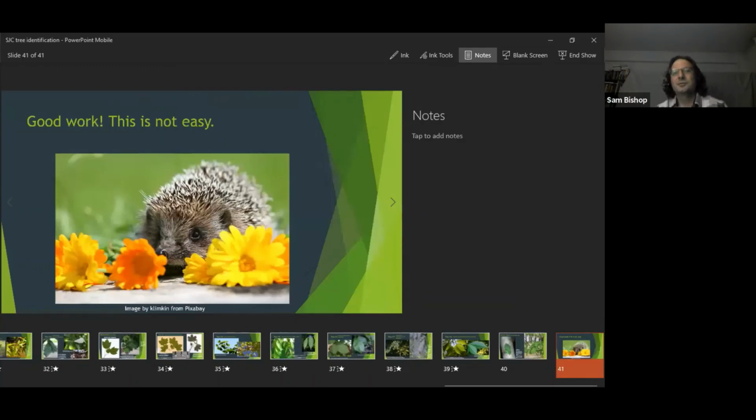And there is your cute picture of a hedgehog, because this is a lot of work. There's a lot of terms, and tree identification is not easy. If you practice a little bit of this and feel frustrated, that's okay. You probably should. It can be complicated and tough, and a lot of it is just repetition and practice.